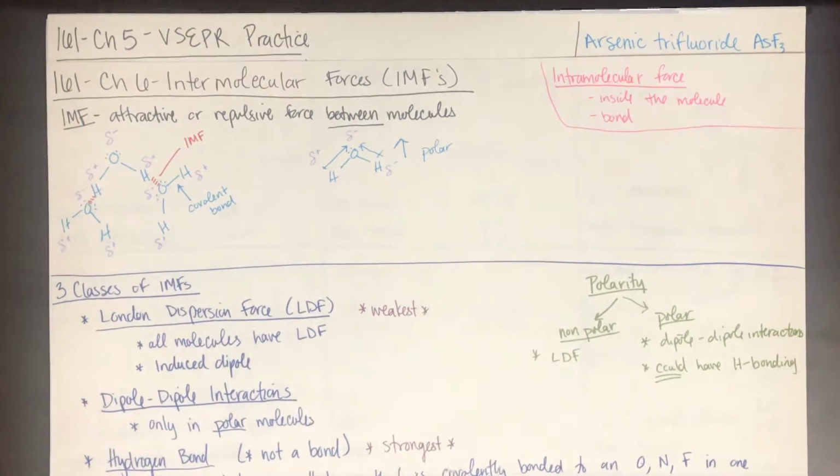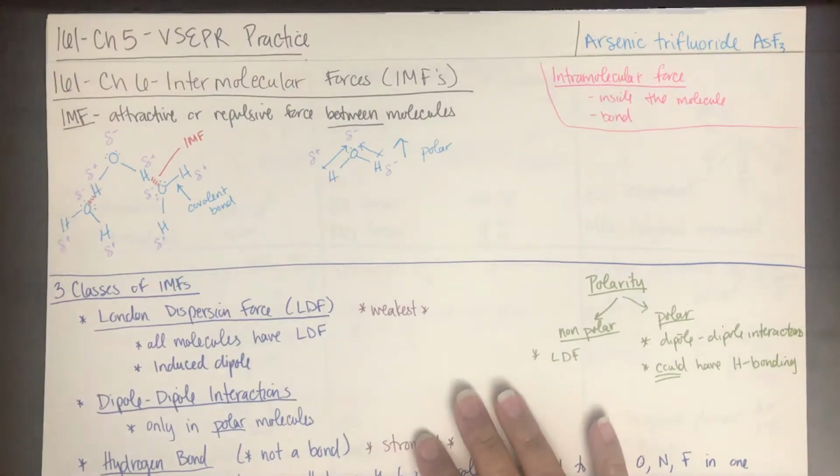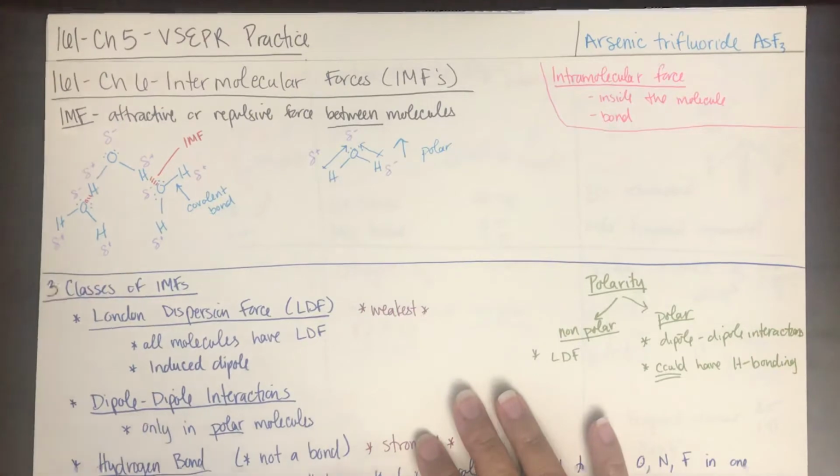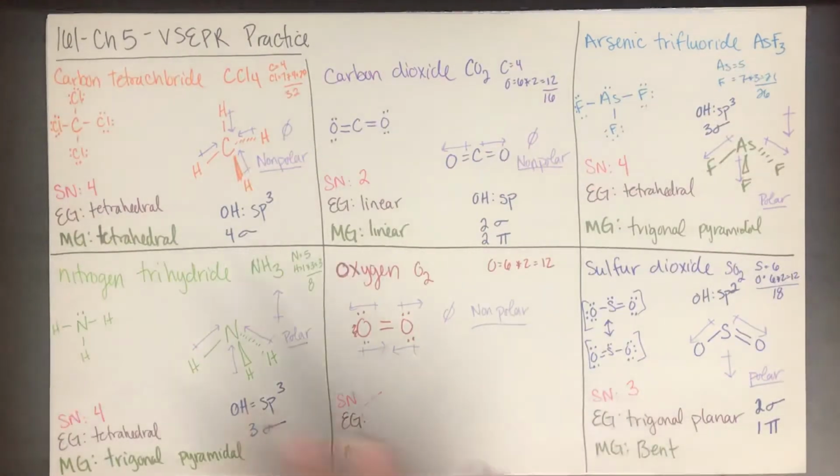Okay, so let's do some practice with assigning intermolecular forces. I'm going to go back to this VSEPR practice that we did back towards the beginning of chapter 5. These were the 6 molecules that we assigned molecular geometry to, we assigned polarity to, we talked about orbital hybridization, number of pi bonds, number of sigma bonds, and now we're going to add one more thing. We are going to list all of the types of intermolecular forces available for each of these molecules.